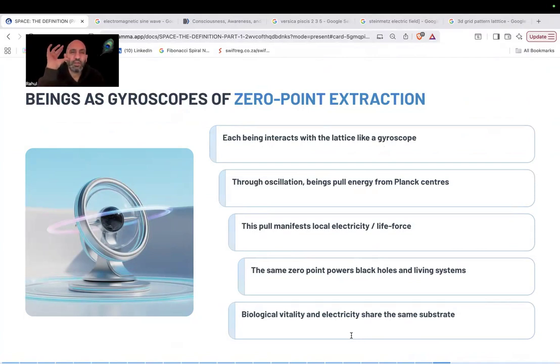Yeah, this is very nice. So they're saying that beings are gyroscopes. So everything is basically gyroscopic action, even the elements, the atoms. I think it's very close to what Walter Russell said.